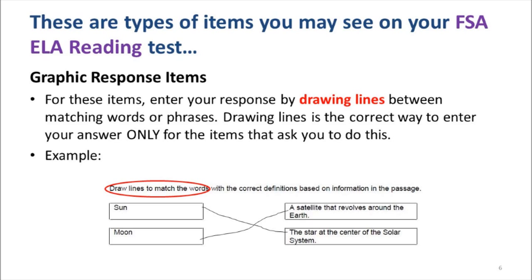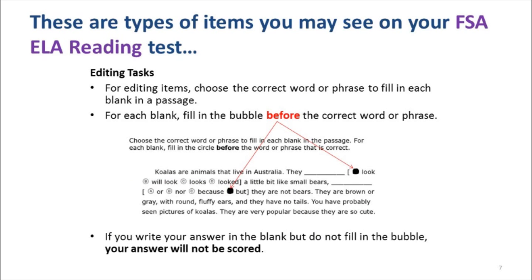Graphic response. For these items, enter your response by drawing lines between matching words or phrases. Drawing lines is the correct way to enter your answer only for this item. Editing task. For editing items, choose the correct word or phrase to fill in each blank. For each blank, fill in the bubble before the correct word or phrase.